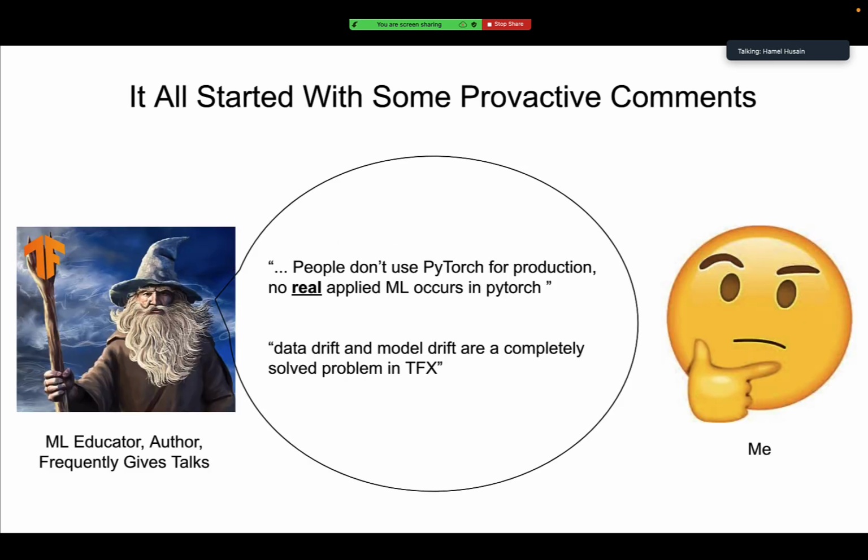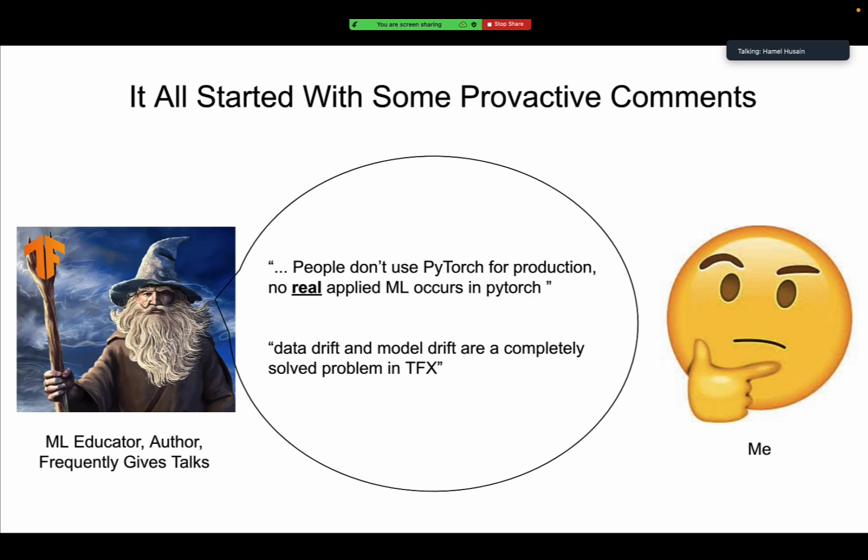I just want to share the motivation for this talk, like why am I even giving this talk? Recently, a person who's an ML educator and author, very respected in the ML community, came to me and said, "Hey Hamel, people don't use PyTorch for production. Come on, no real applied ML occurs in PyTorch. They don't have good tools." And also, in a somewhat provocative sense, things like, "Certain problems are completely solved in TFX." I thought this was really interesting and surprising.